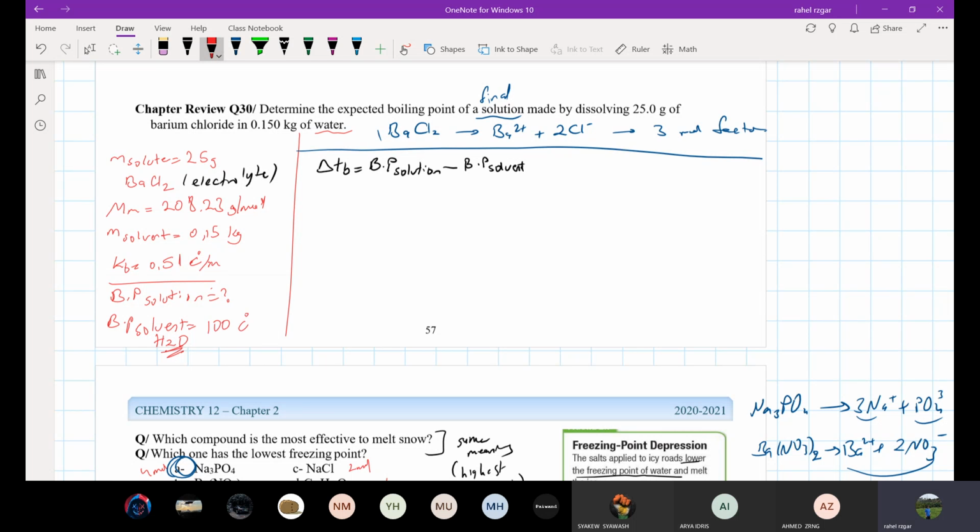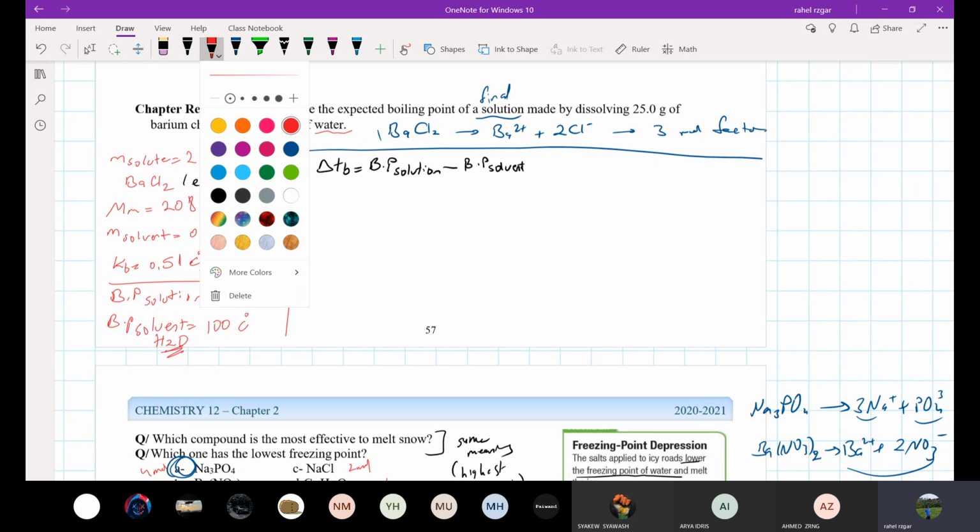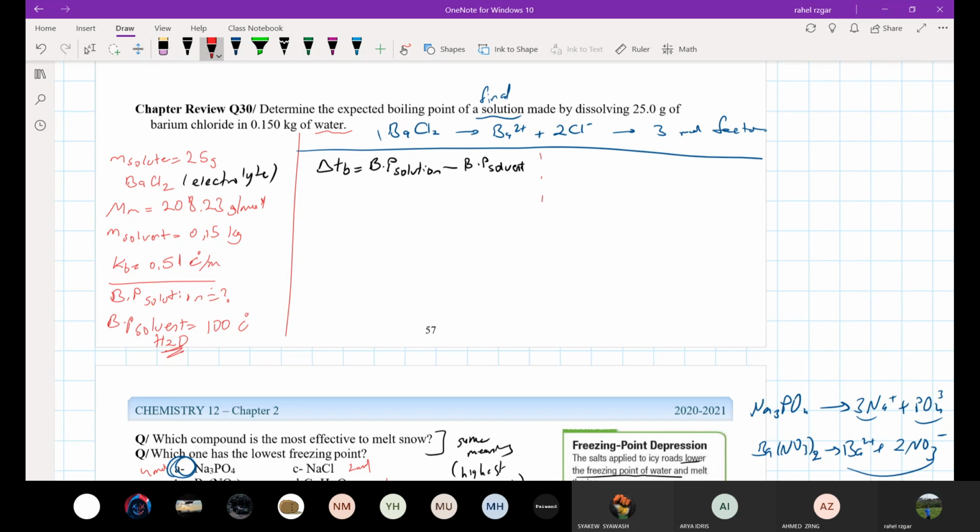If it's another substance, it will tell you what the boiling point of the solvent is. But in here, since it's water, you have to know that the boiling point of water is 100 Celsius. Okay. What else do we have? Let's see what else is needed. In order to find boiling point of solution, we have boiling point of solvent. We need delta Tb. How can we find delta Tb?